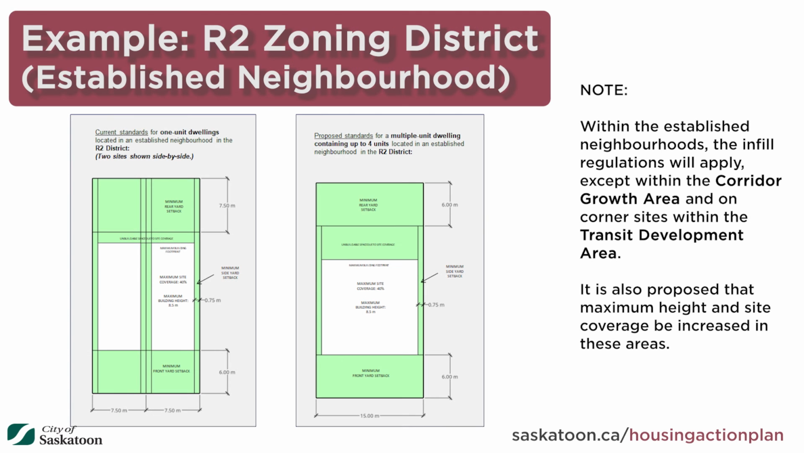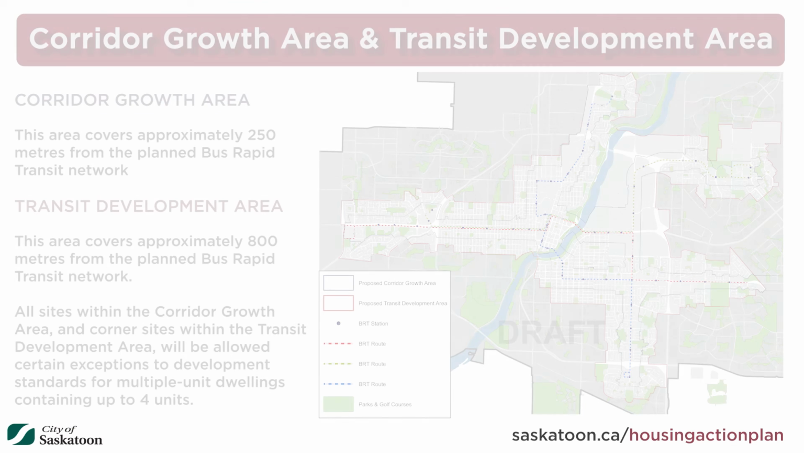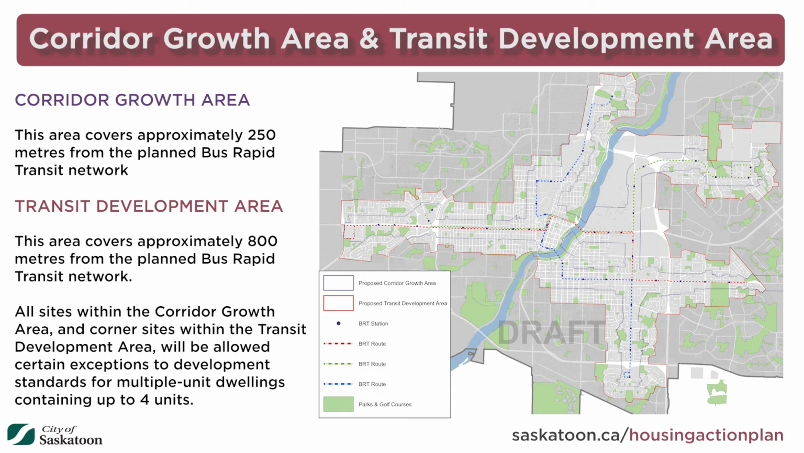In another example, the R2 district, the minimum site standards that will be required of new multiple unit dwellings containing up to 4 units are approximately the same as the minimum standards currently in place for 2 1-unit dwellings side by side.